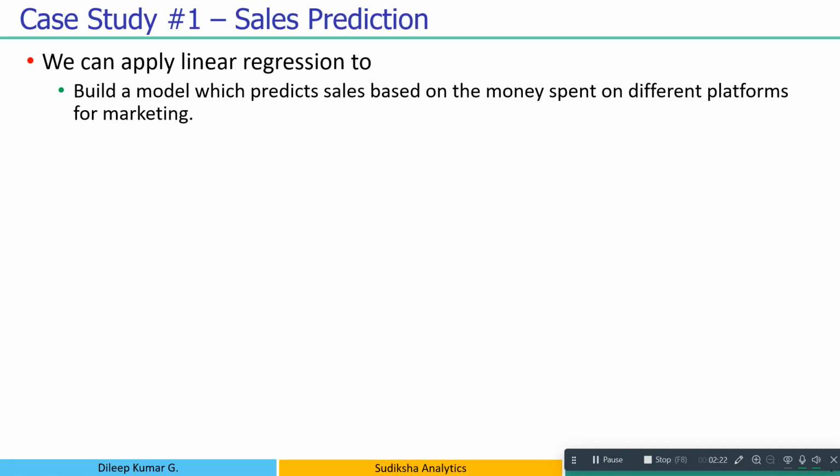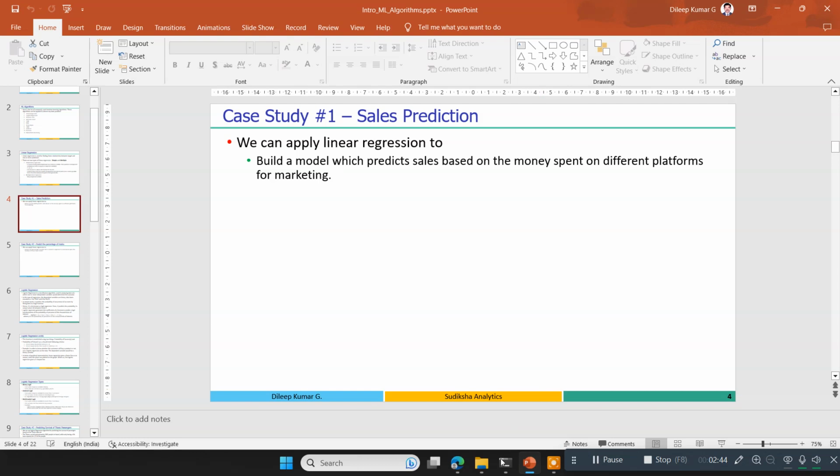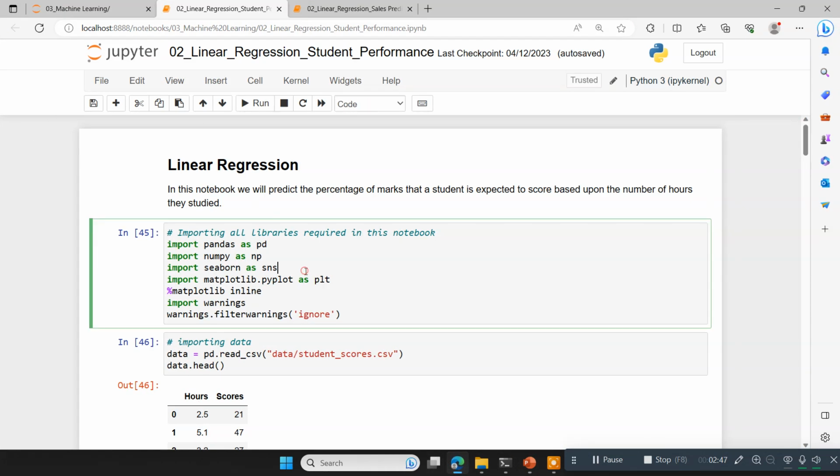Here I'm going to take one example, sales prediction, and here there is a data set, and we would like to predict sales based on the money spent on different platforms for marketing. Okay, so decision making. So which kind of advertisement giving you the better sales? So for this, you can go to the Jupyter notebook. So here I'm now implementing the linear regression models. So simple linear regression and multiple linear regressions both. So here is my Jupyter notebook.